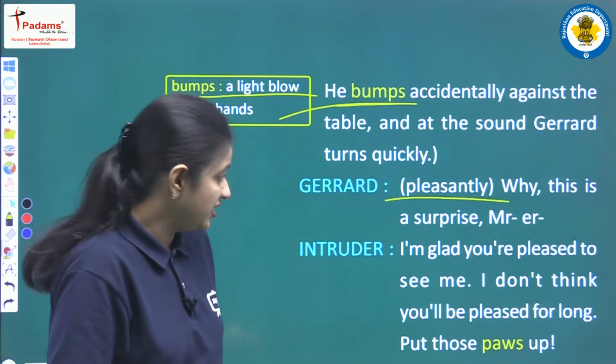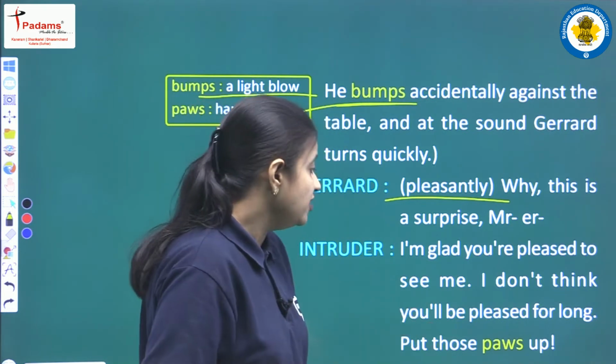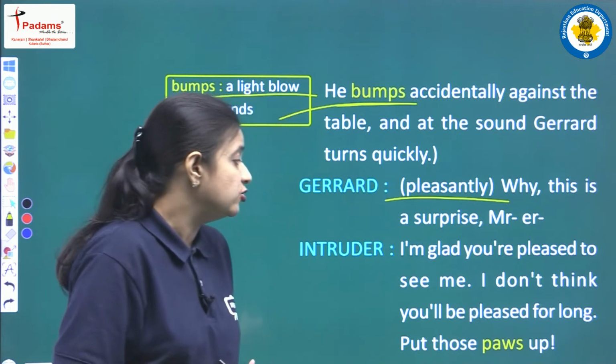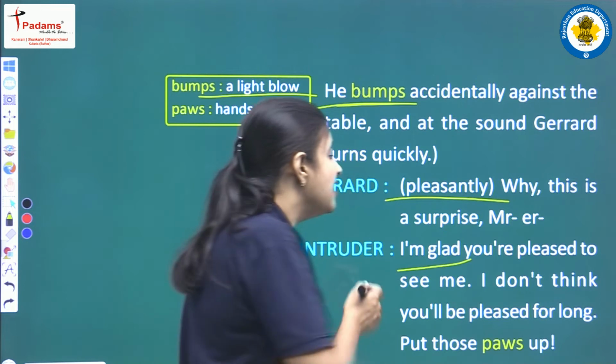Intruder: I am glad you are pleased to see me. I don't think you will be pleased for long. Put those paws up.